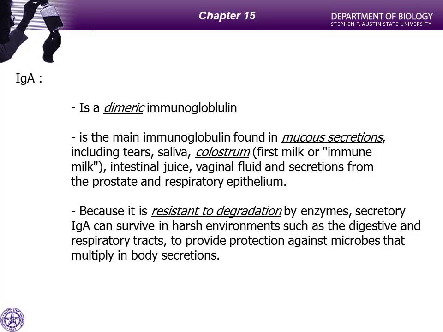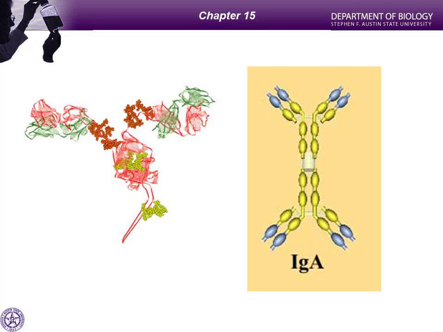But that's the first milk, and you can see an IgA is just the 2 monomers tied together at the constant fragments. And it's possible that that orientation helps them to resist degradation that may occur possibly at the point of the constant fragment.